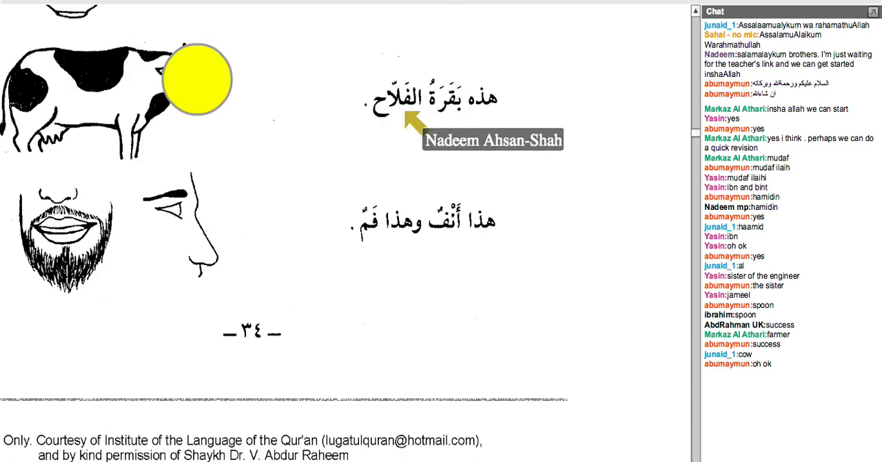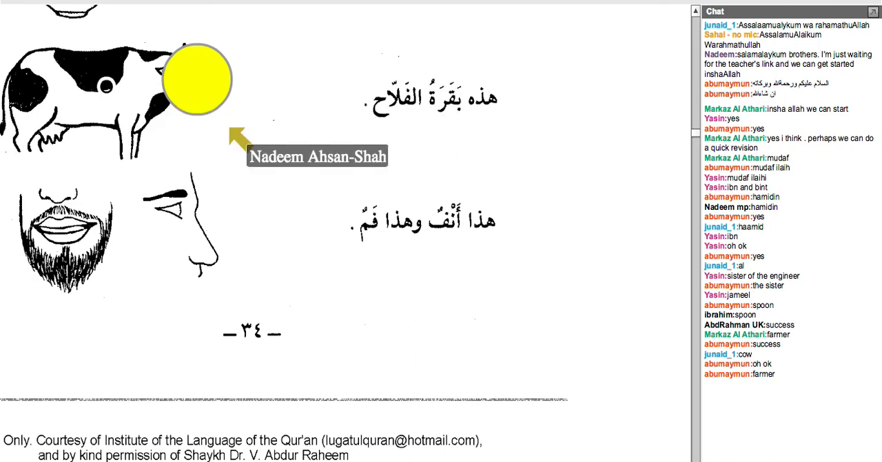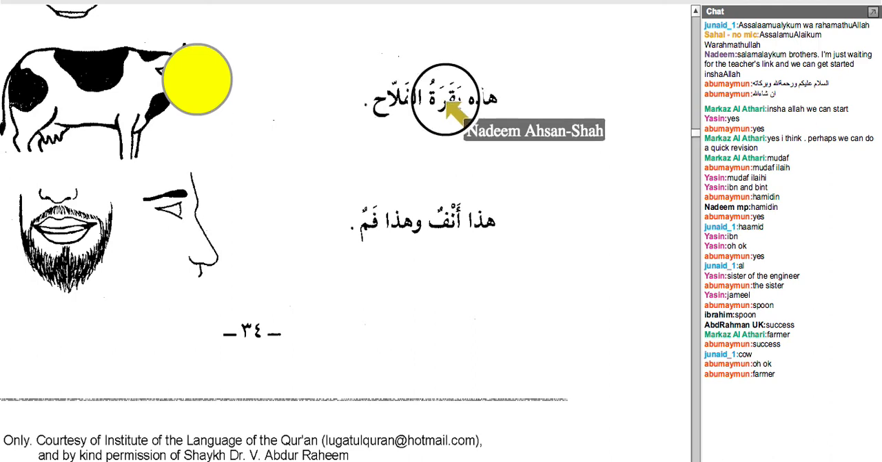Now, so there's a shadda on the lam. It says al-fallahu, and al-fallah, as the brother mentioned, is the farmer. And in the sentence, baqaratun, that's cow. That's what the picture is referring to. Whose cow? هذه بقرة الفلاح.